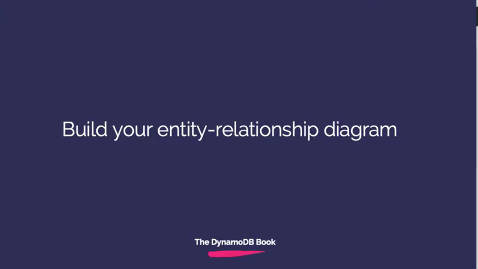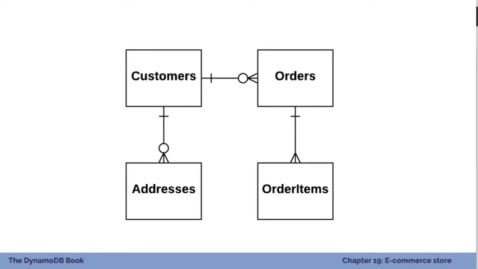So now that we understand our application, let's build that entity relationship diagram, that ERD. A little more complex than the last chapter, but still pretty manageable. So we have 4 different entities here. Starting in that top left, we have that customer entity, and a customer has a one-to-many relationship with addresses. So the address is going to belong to a specific customer, but a customer can have multiple addresses.